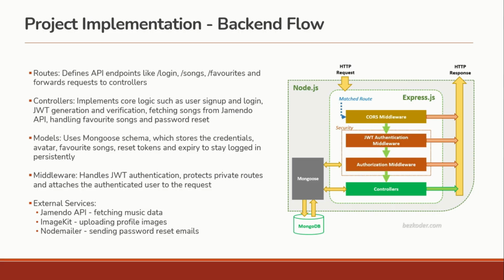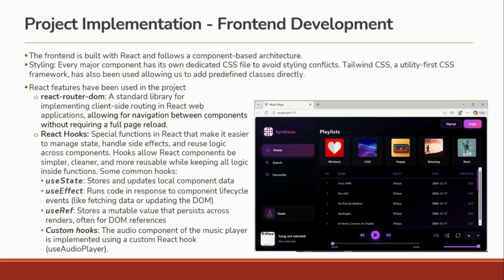Middleware. This handles the JSON Web Token authentication, and it also protects private routes and attaches the authenticated user to the request. The external services are, as I mentioned, the Jamendo API, ImageKit, and NodeMailer and Mailtrap.